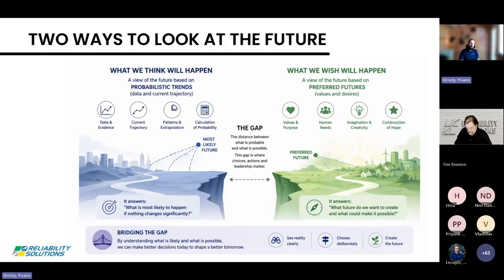What we think will happen is based on probability, right? Looking at the past and the present, and based on the context, estimate or predict what will most likely happen. And there's always a gap between what will most likely happen and what we wish will really happen, based on our values, our needs, our imagination, and kind of hope factor, right?